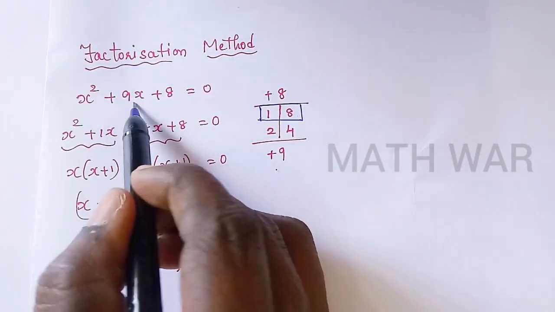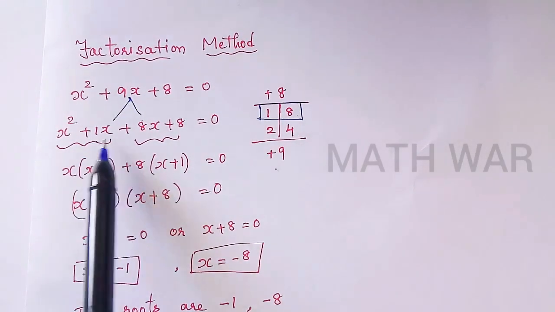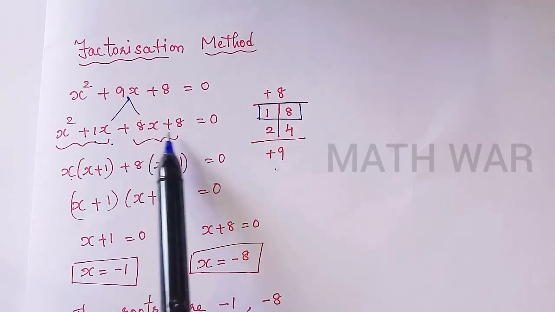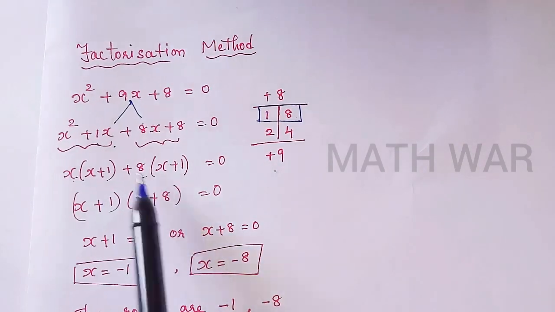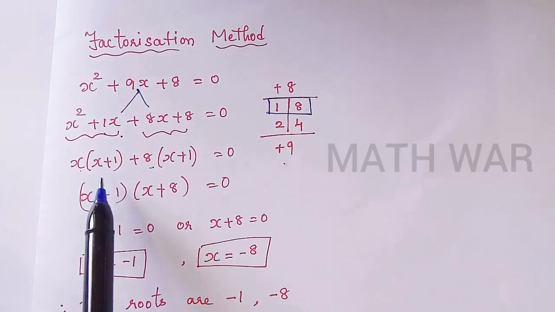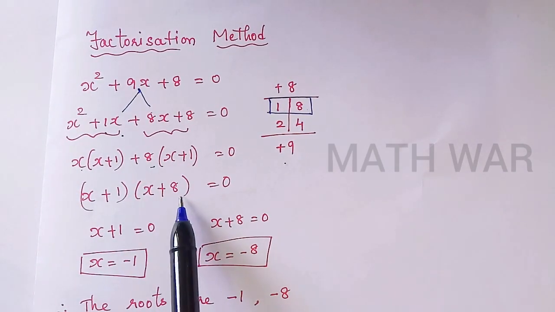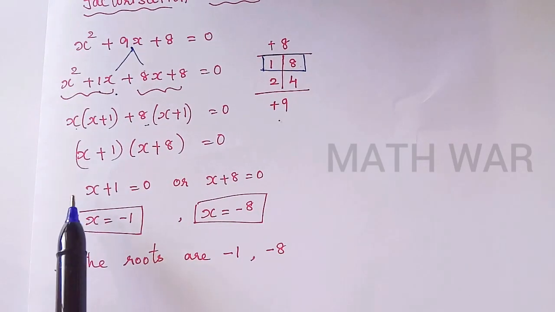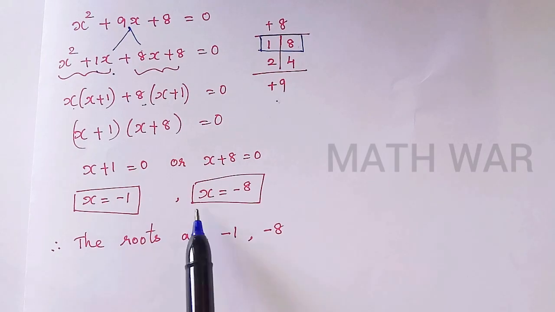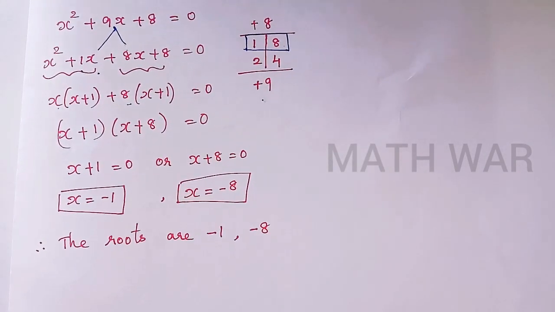So using the splitting the middle term method, we split that 9x as 1x plus 8x. Now from the first two terms, we can take x common outside, and from the second two terms, we can take 8 outside. So x into x plus 1 plus 8 into x plus 1 equal to 0. Now x plus 1 is common, that you can take outside. So x plus 1 into x plus 8 equal to 0. By the zero product rule, x plus 1 equal to 0 or x plus 8 equal to 0. That is x equal to minus 1 or x equal to minus 8. Therefore the roots are minus 1, minus 8.